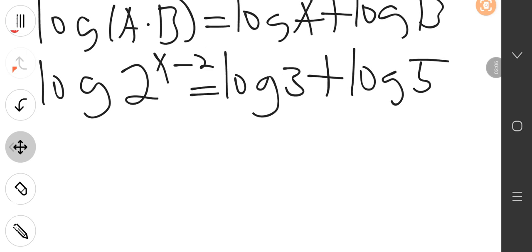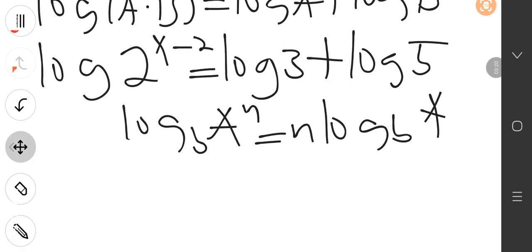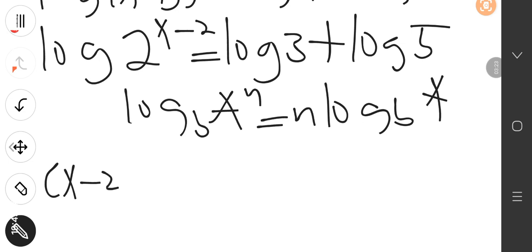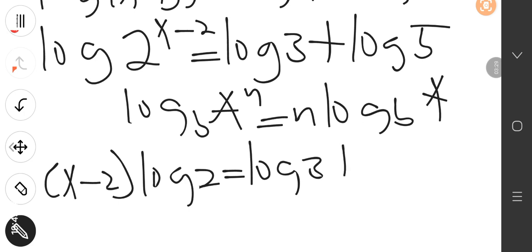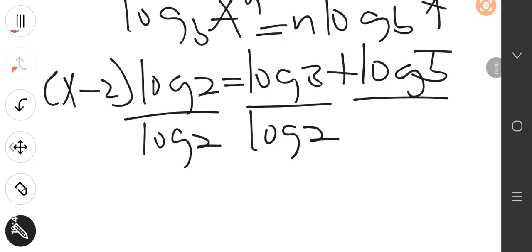Alright, so the next thing we are going to do is apply the logarithm definition here. Okay, so log a^n base b = n log a base b. So we're going to have (x-2) times log 2 = log 3 + log 5. Okay, so the next thing we're going to do is to divide here by log 2, here by log 2, and then here by log 2. So this and this will cancel.